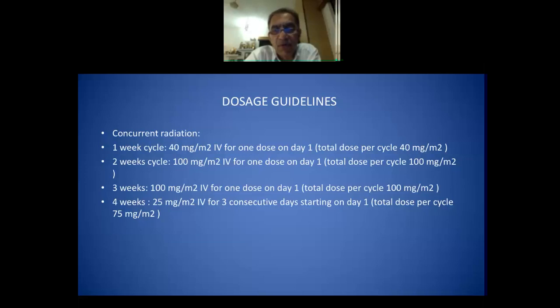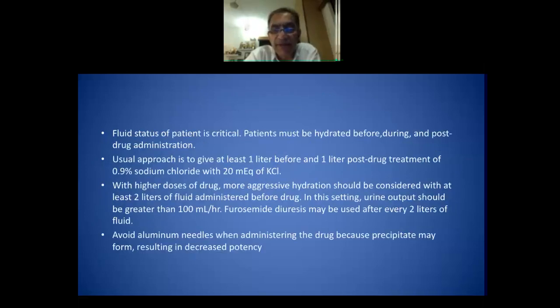There are people who use a 2 weekly cycle or a 3 weekly cycle, where they make the cisplatin once a week into once in 2 weeks or once in 3 weeks. The only thing you have to make sure of when giving cisplatin is that the fluid status of the patient is very critical, and patients should be well hydrated both before and after the drug administration.